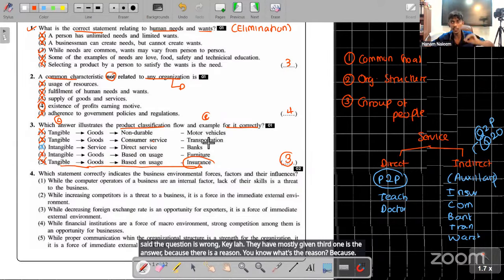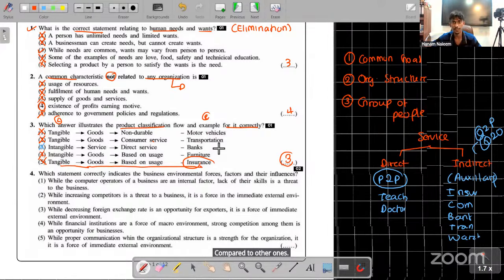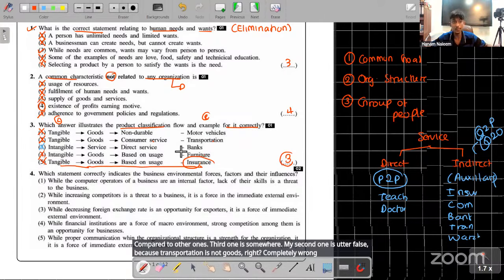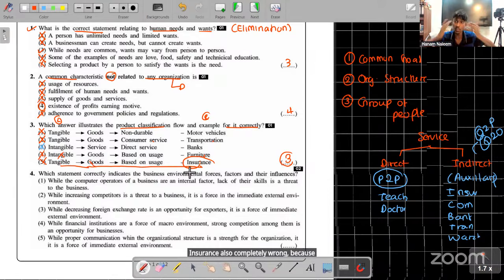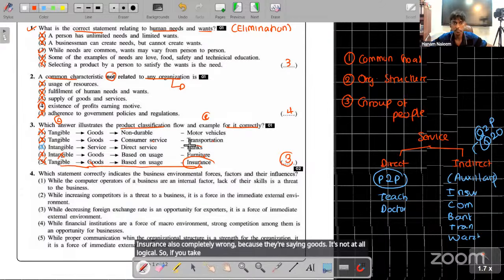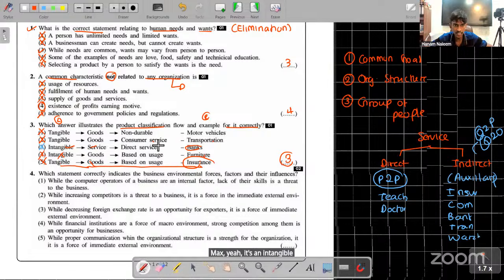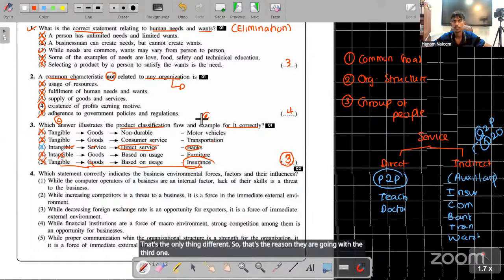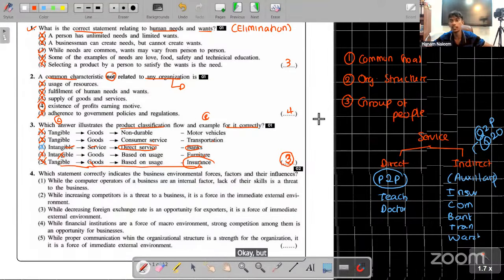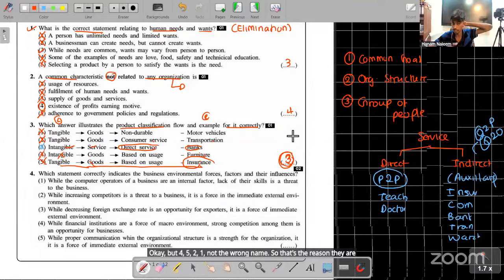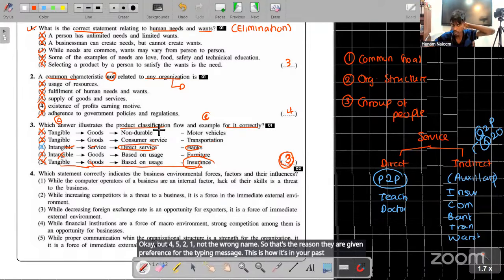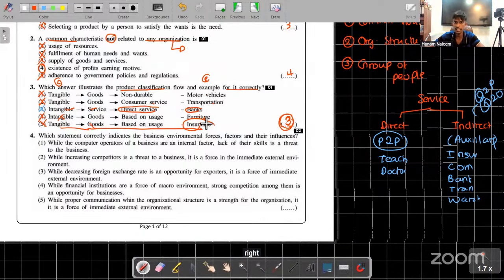Because compared to the other ones, the third one is somewhat okay. Why? The second one is utterly false because transportation is not goods, right? Furniture is also completely wrong because they are saying intangible. Insurance is also completely wrong because they are saying goods. Not at all logical. So if you take the third one, banks, yes, it's an intangible service, but the only thing is it's an indirect service. That's the only thing that is slightly different. So that's the reason they are going with the third one. But 4, 5, 2, 1 are utterly wrong. So that's the reason they have given preference to the third. A typing mistake. This is how it is in your past paper also. Look in your past paper, you can see the same thing. Right? So the third one is the answer.